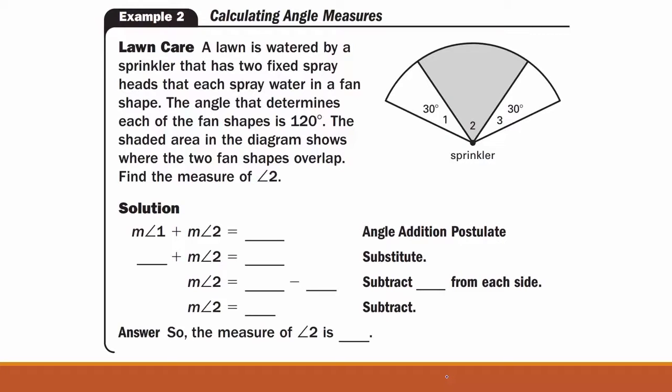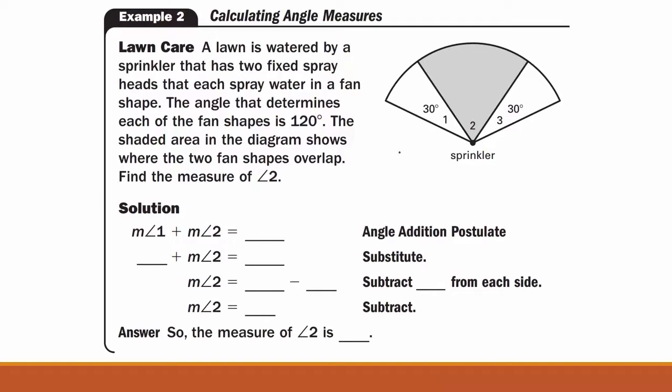Example number 2, calculating angle measures. Lawn care. A lawn is watered by a sprinkler that has two fixed spray heads that each spray water in a fan shape. The angle that determines each of the fan shapes is 120 degrees. The shaded area in the diagram shows where the two fan shapes overlap. Find the measure of angle 2.